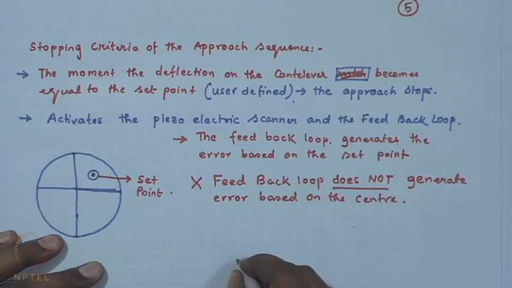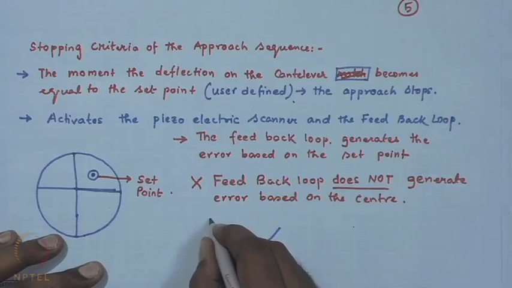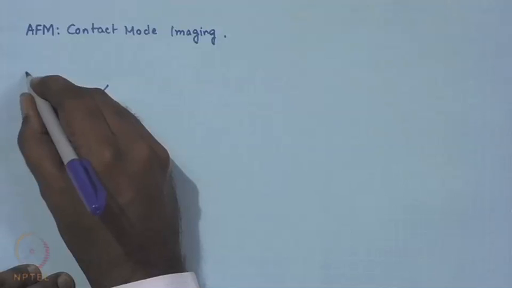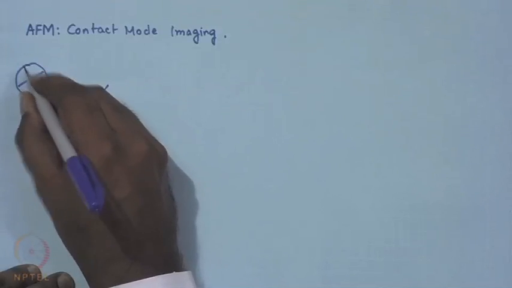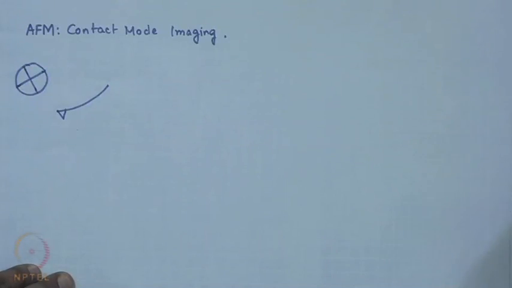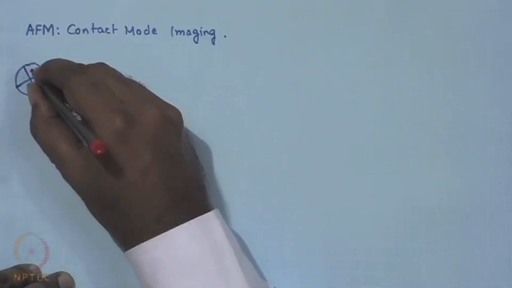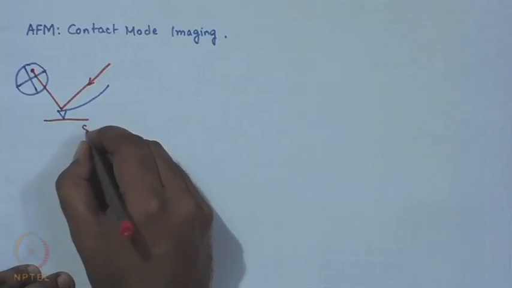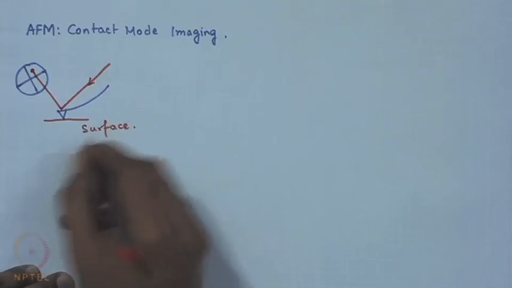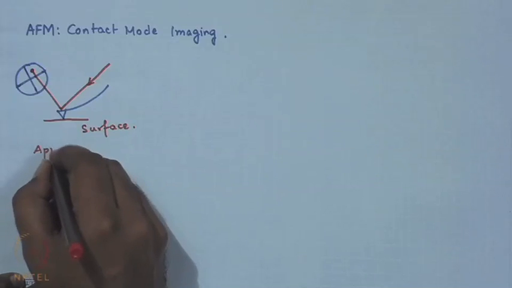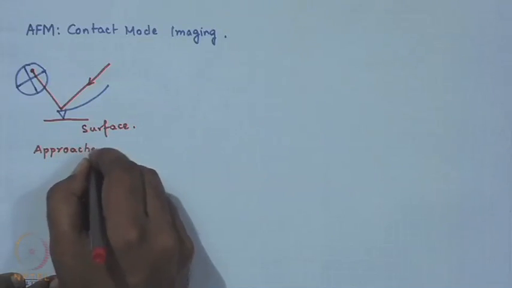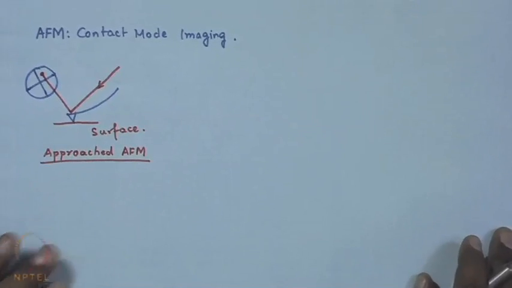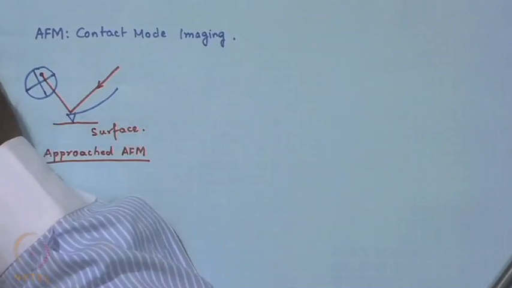So, the configuration of the cantilever is like this. It is in the repulsive regime, and the reflected beam is now falling at the set point location, okay, and it is in contact with the surface. So, this is now an approached AFM. Okay. And based on this, now the scan sort of starts.